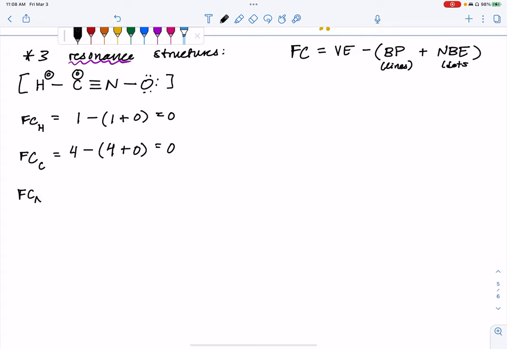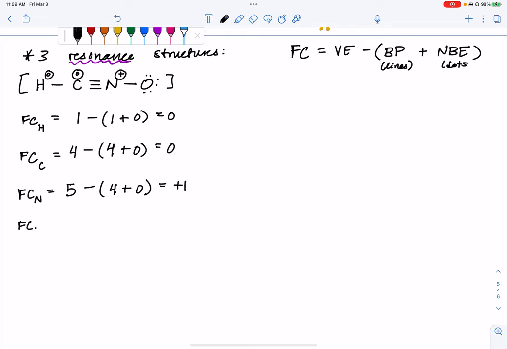Okay, formal charge on the nitrogen. Nitrogen, when it is not bonded to anything, has 5 valence electrons. And in this first resonance structure, we have, let's see here, how many lines connecting on nitrogen? That's 1, 2, 3, 4. So we have 4 bonding pairs to nitrogen. And the number of dots drawn on nitrogen, the number of non-bonding electrons, is 0. So this would give us a formal charge of +1.